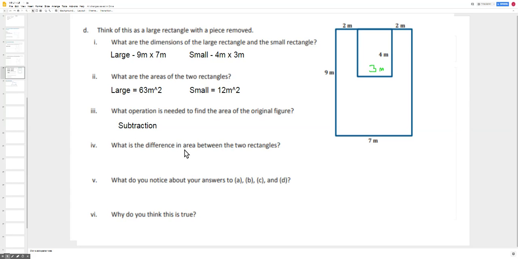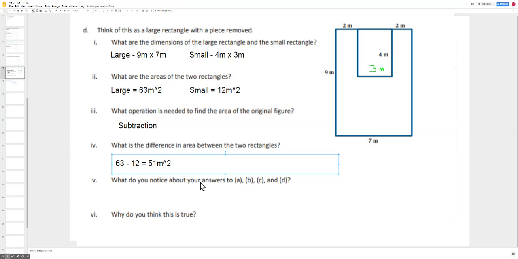It says, what is the difference between the area of the big rectangle and the area of the small rectangle? So now we do our 63 minus the 12, and that gives us 51. And we're talking about meters squared still. So we took the big rectangle and subtracted the small rectangle, which gives us 51 meters squared.